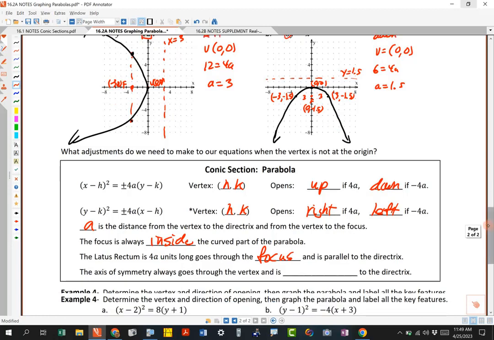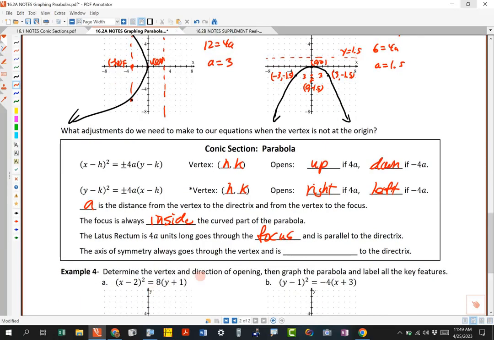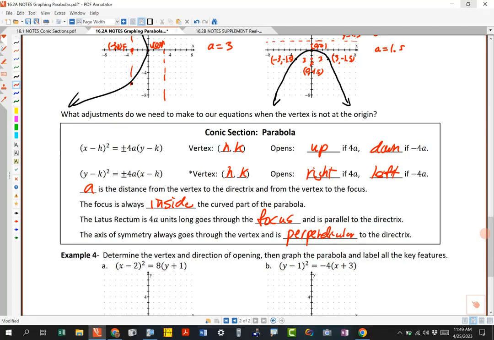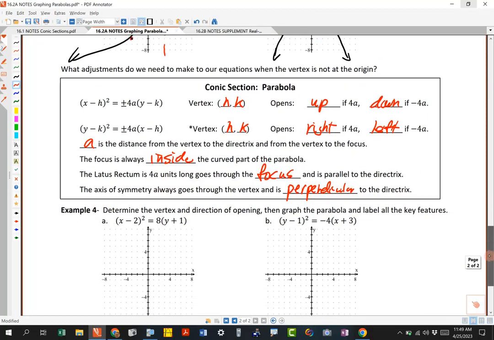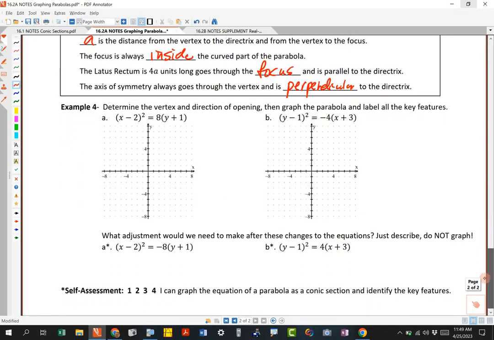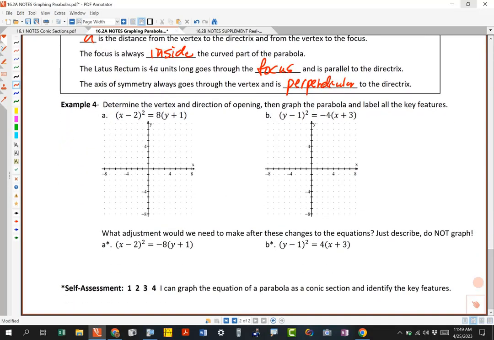Same thing here. The axis of symmetry always goes through the vertex, and it is perpendicular to the directrix. Now, we don't use the axis of symmetry all the time. We don't label it or anything like that, but we know it's there, and we might use it to make sure that we've got the right shape. So this is more along the lines of what your assignment is going to look like.